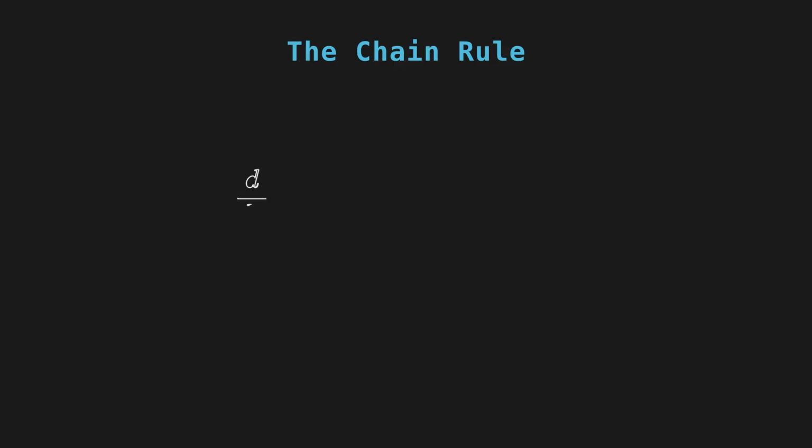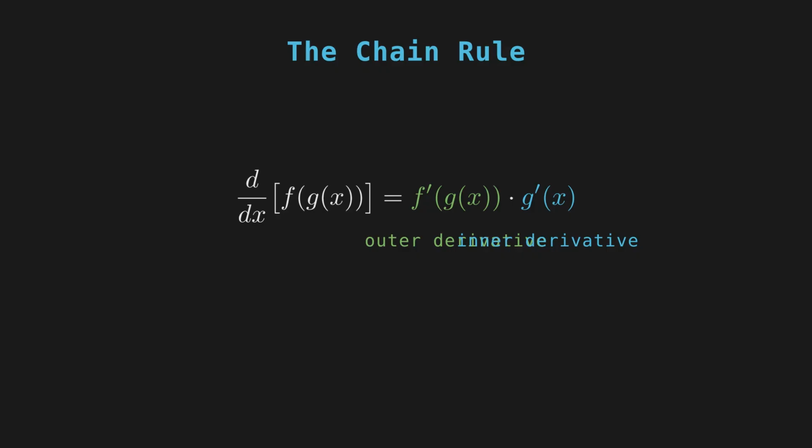So let's write it out. The derivative of f of g of x equals f prime of g of x times g prime of x. The outer derivative evaluated at the inner function times the inner derivative. Each stage contributes its own stretching factor, and we multiply them together.